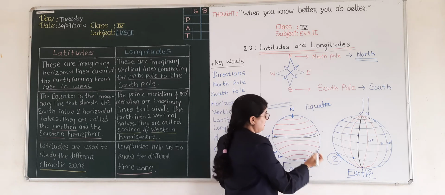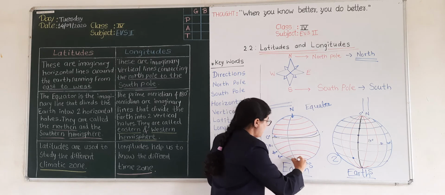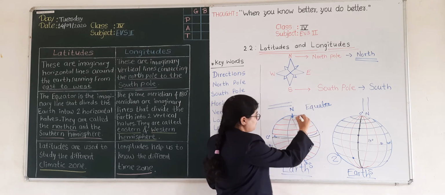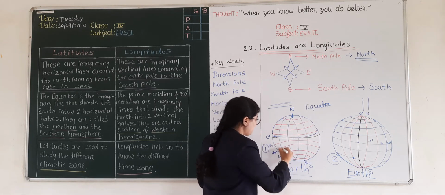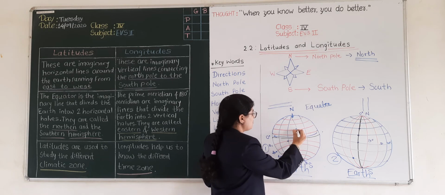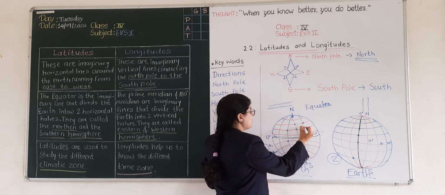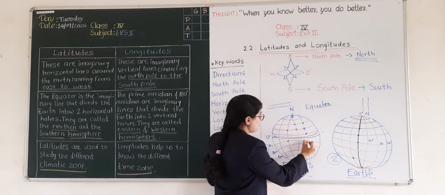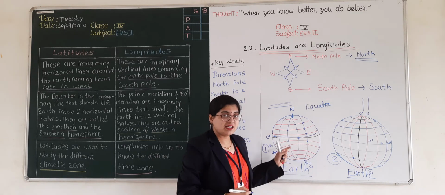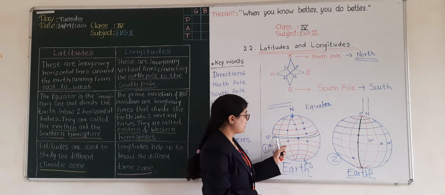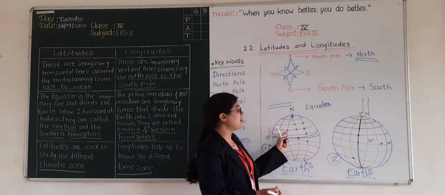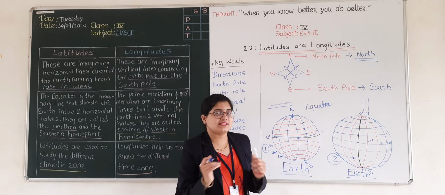Here you can see the point. Here also I will draw for you. See here. You can see different points. We are getting different points, and these points are nothing but coordinates. And with the help of these coordinates, we can tell the location of a place. Understand?